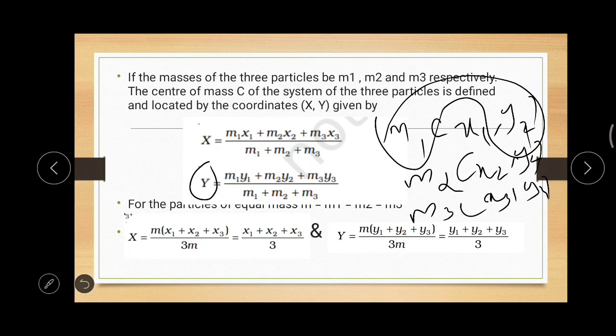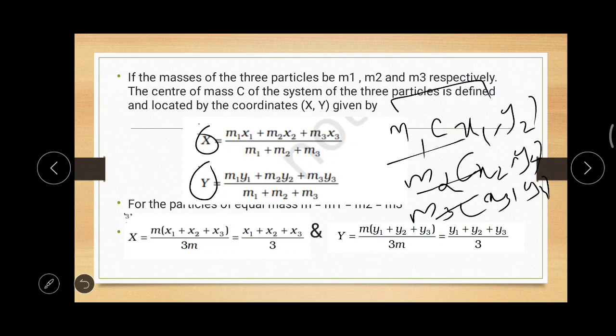If you want to find the x coordinate, take the first mass into its x coordinate, second mass into its x coordinate, third mass into its x coordinate, divided by the total m1 plus m2 plus m3. Likewise, if you want to find the y coordinate, take the first mass into its y coordinate, second mass into its y coordinate, and third mass into its y coordinate, and sum all three, divided by m1 plus m2 plus m3.